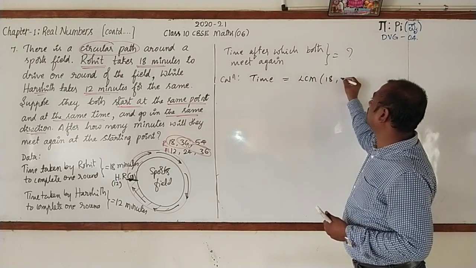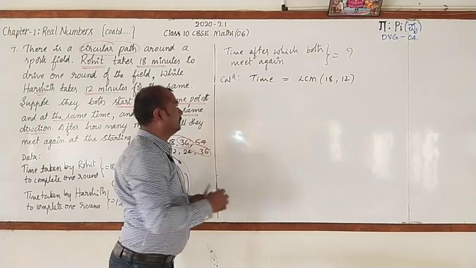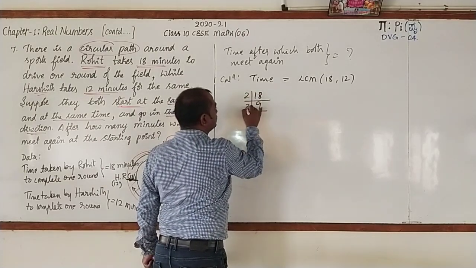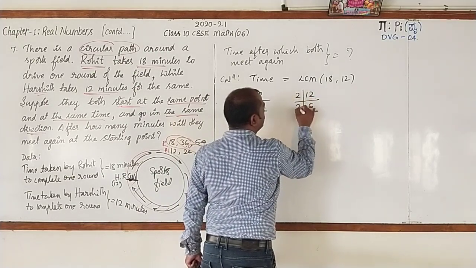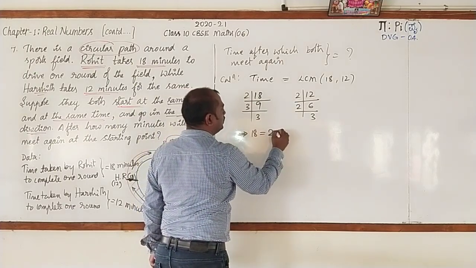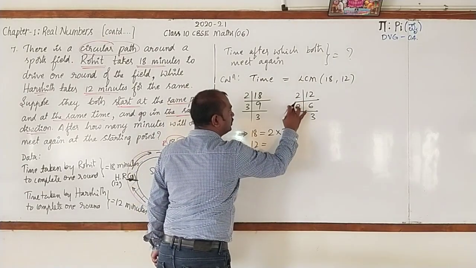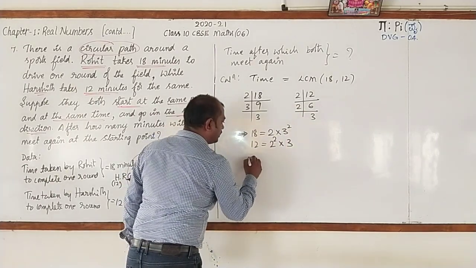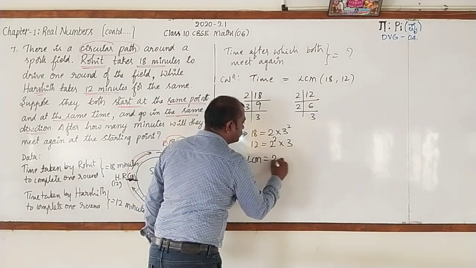One is 18 and another one is 12. Let us go for finding the LCM. It is 18 by prime factorization method. 2 9s are 18, 3 3s are 9. Next 12: 2 6s are 12, 2 3s are 6. Now 18 can be written as 2 into 3 square, because 3 is repeated 2 times. Then 12 equals 2 square into 3, because 2 is repeated 2 times. Now LCM equals all factors, 2 and 3.